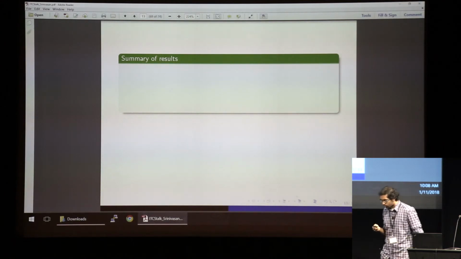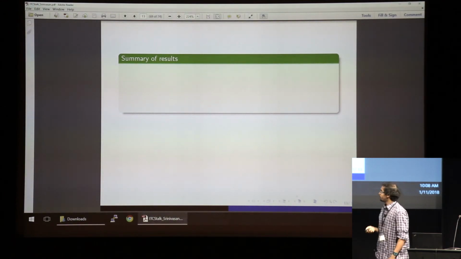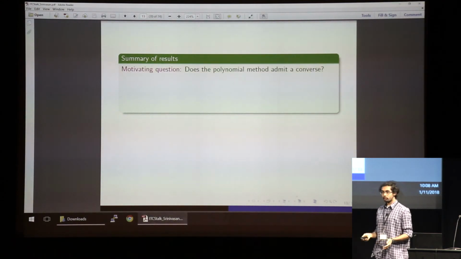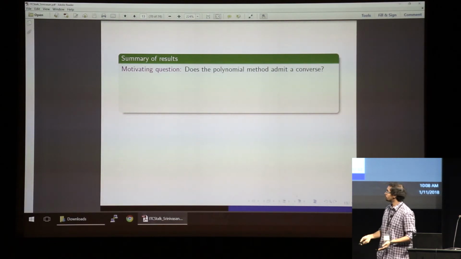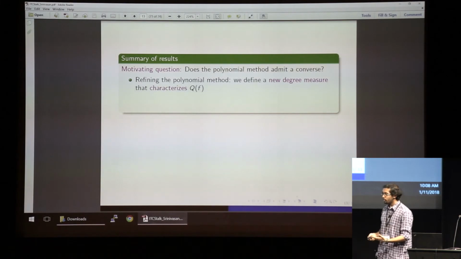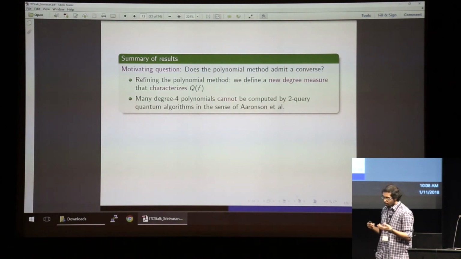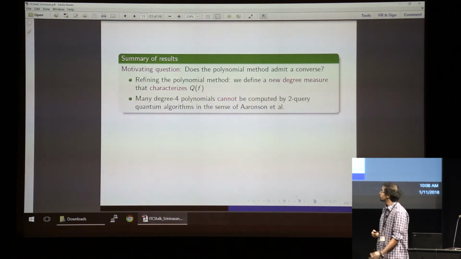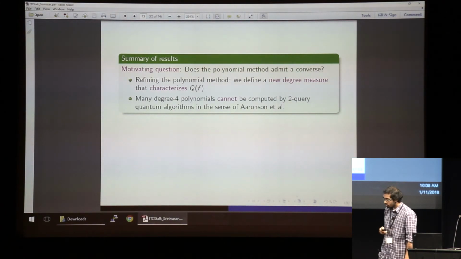So let me give a quick summary of our results. The motivating question was, does the polynomial method admit a converse? And our first answer was yes. We gave a new degree measure that characterizes quantum query complexity even up to constant factors. And the second thing is we show that if you start with a degree 4 polynomial, you cannot hope to have a 2-query quantum algorithm that computes this polynomial in expectation.